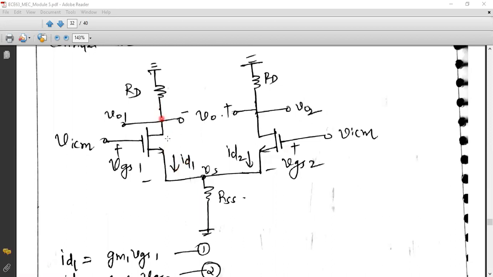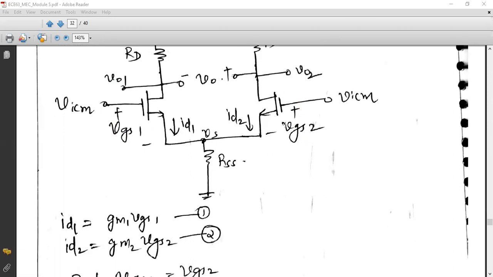ID1 is the current flowing through Q1 and ID2 is the current flowing through Q2. I'm taking the output in a double-ended manner. That means the positive end of the measuring device, the multimeter, will be connected to the drain of Q2, and the other drain terminal will be the reference terminal, just as in the previous case. You can see that VGS1 is the voltage across gate and source for transistor Q1, and VGS2 is the voltage across gate and source for transistor Q2.